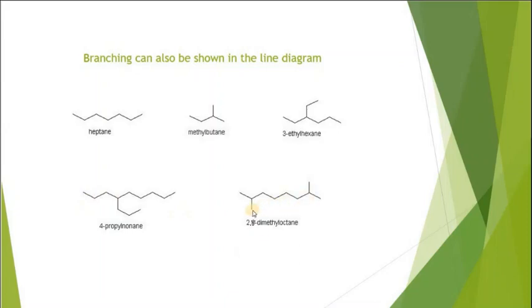Similarly, two attachments can also be shown over here in this way. One of the linkages is shown over here and another linkage is shown over here. 2,6-dimethyl octane. This straight chain is an octane having 1, 2, 3, 4, 5, 6, 7 and 8 carbon atoms, and numbering will start from this point so that the first substituent gets the lowest number, that is 2. So 1, 2, 3, 4, 5, 6, 7 and 8.